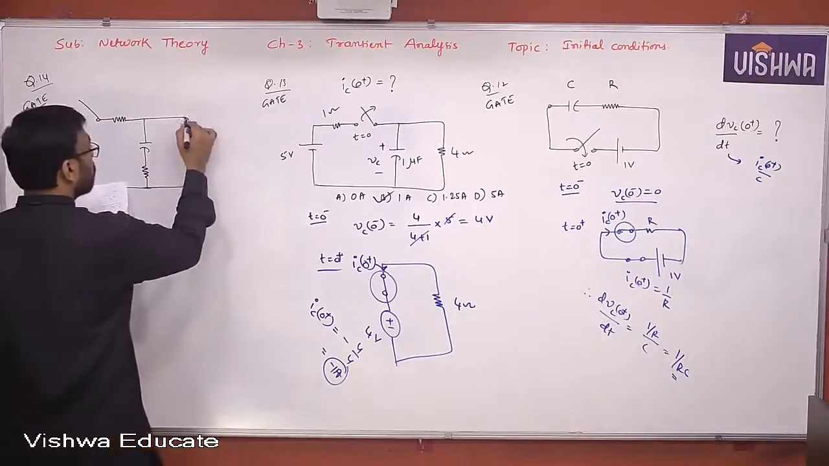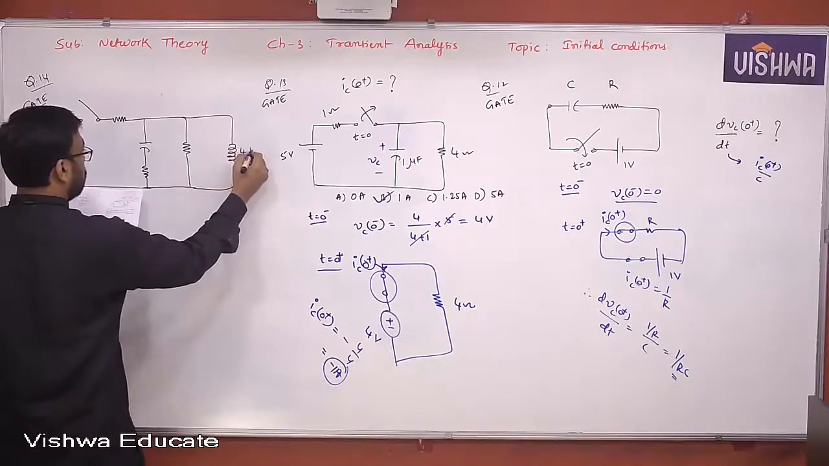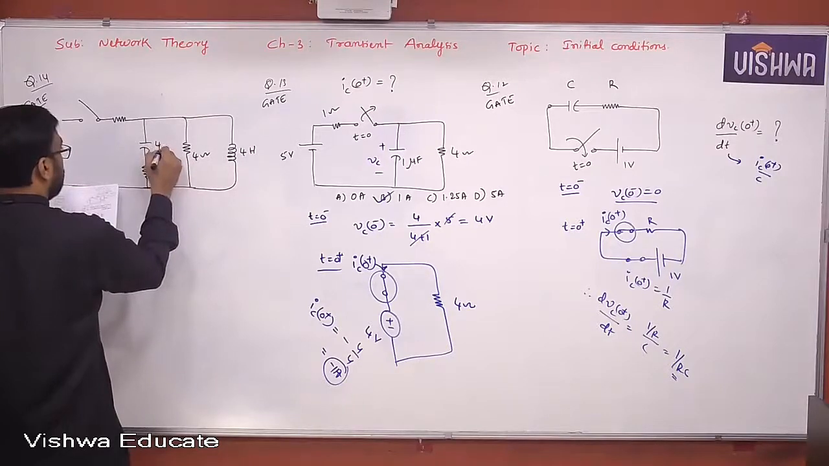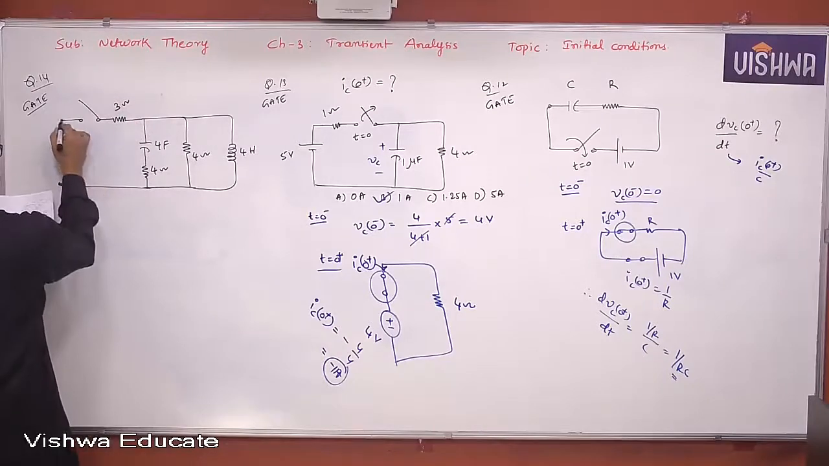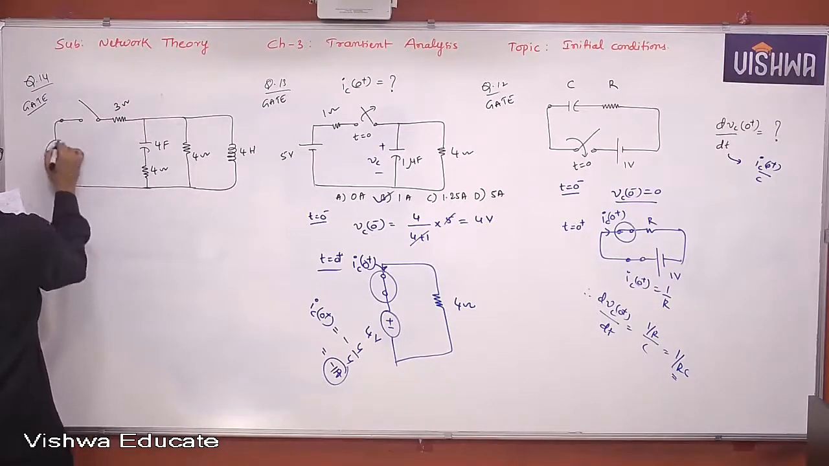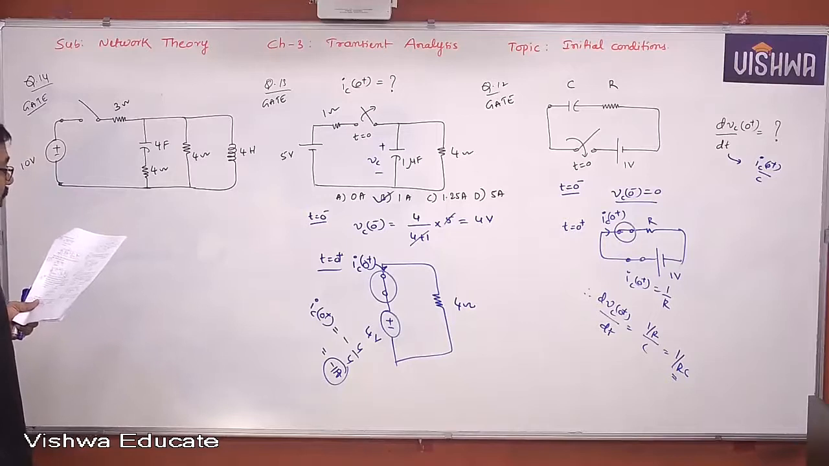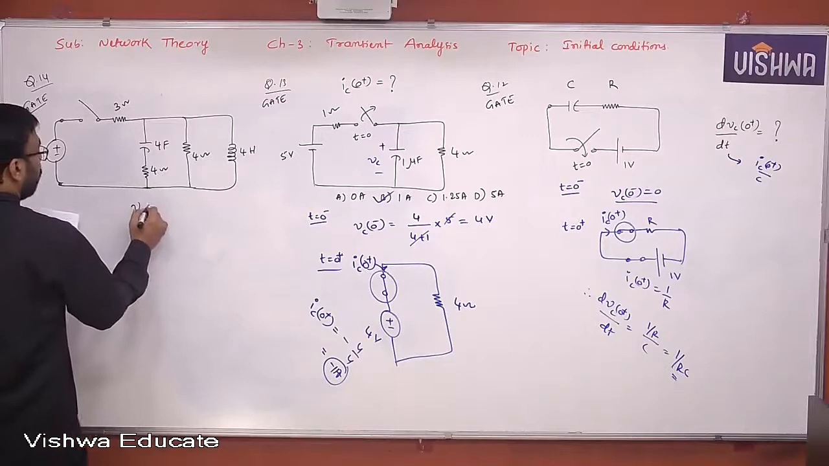You got the circuit given like this. Three ohm. And this is 10 volt. Okay. So what is asked in the circuit shown below: the switch S is closed at time t equal to 0. The voltage across the inductor at t equal to 0 plus, VL of 0 plus, is asked.